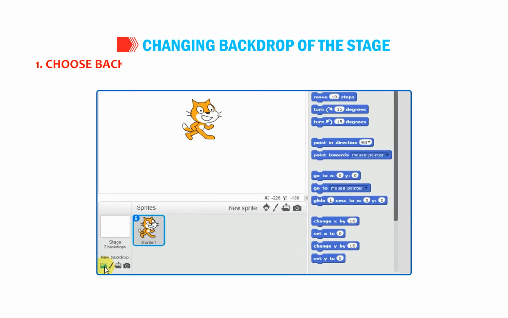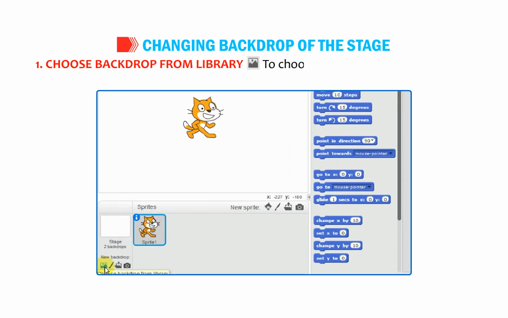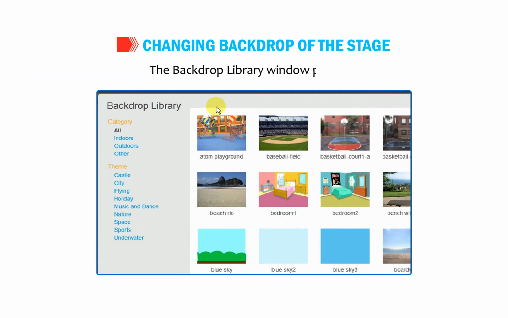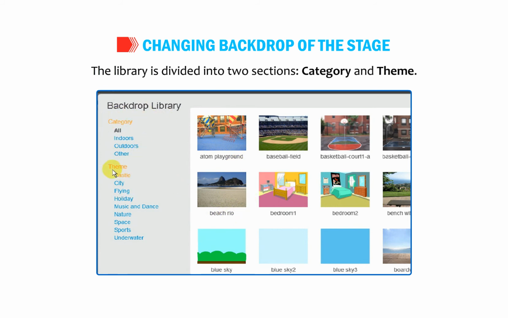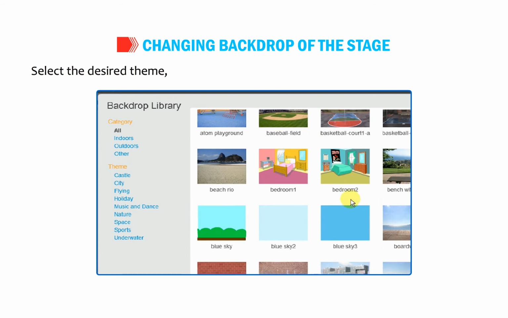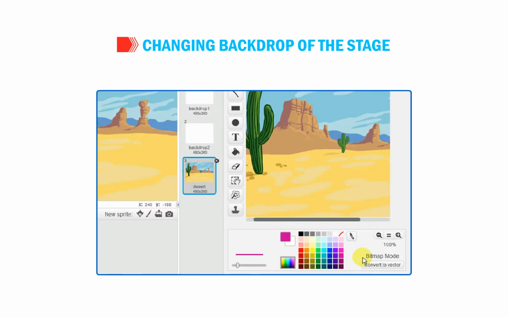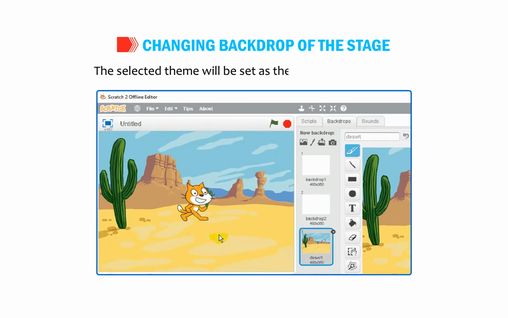Number 1. Choose backdrop from library. To choose a backdrop from the Scratch library, click on this option. The backdrop library window pops up. The library is divided into 2 sections, category and theme. Select the desired theme, choose any backdrop from the displayed list and click OK. The selected theme will be set as the backdrop of the stage.